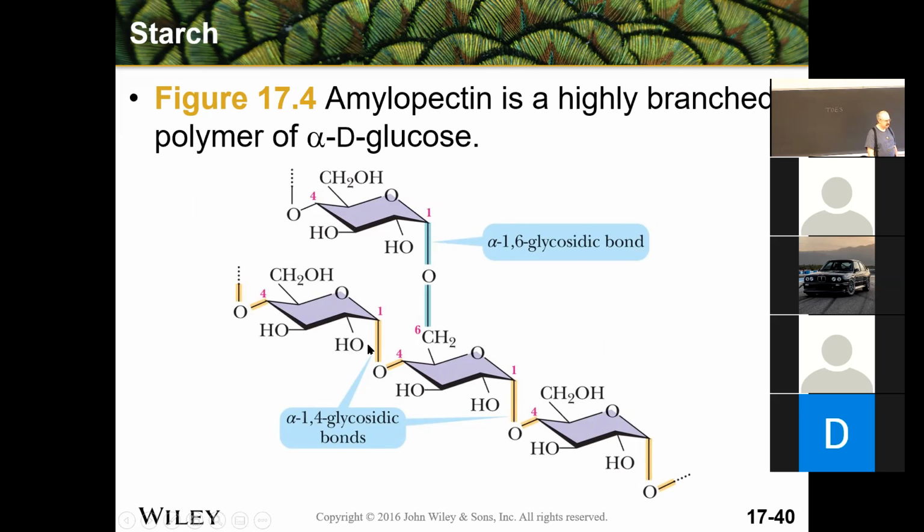Okay, so this is what the amylose portion would look like. It would be linear, and then amylopectin has a number of these branches off carbon number 6.